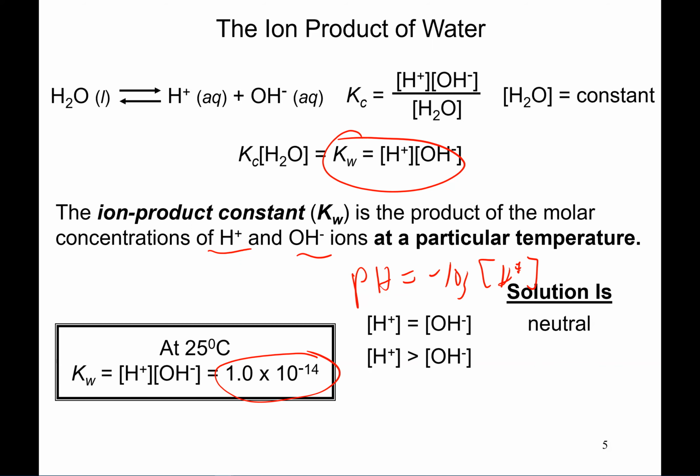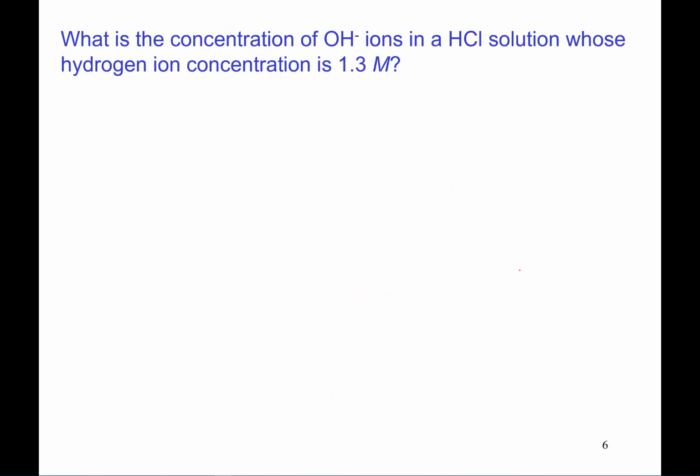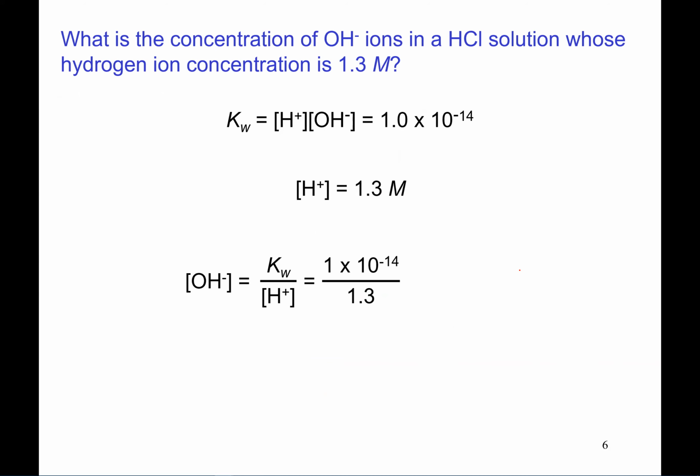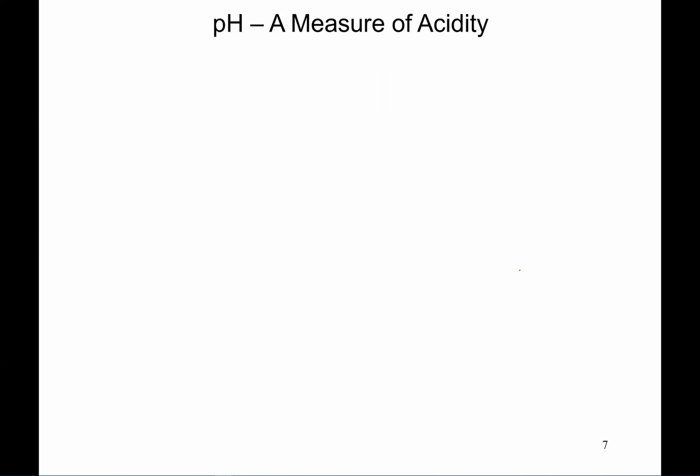If the hydrogen ion concentration is greater than OH, essentially it's acidic. If the hydrogen ion concentration is less than OH, it's considered basic. What is the concentration of OH ions in an HCl solution where the hydrogen ion concentration is 1.3 molar? You plug the values in there and you can then get it.